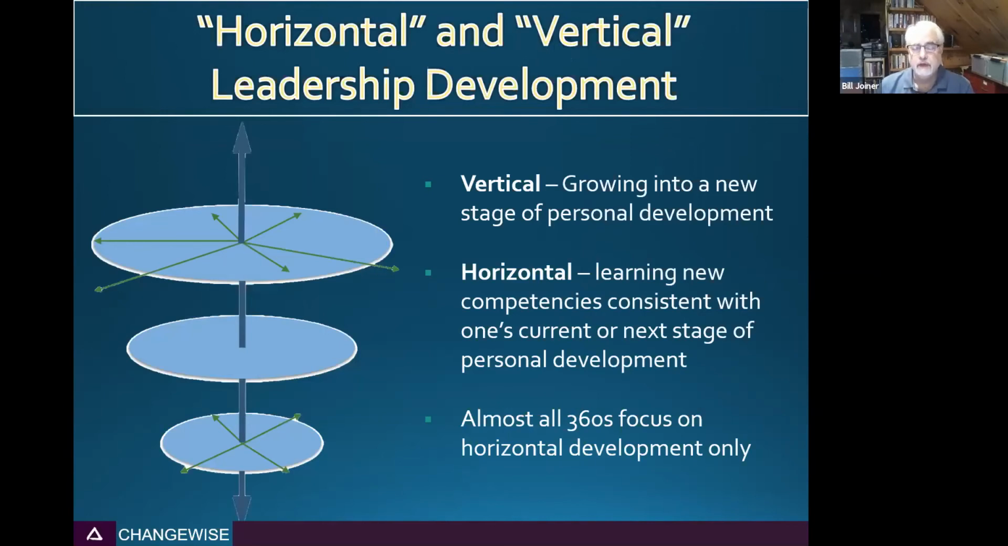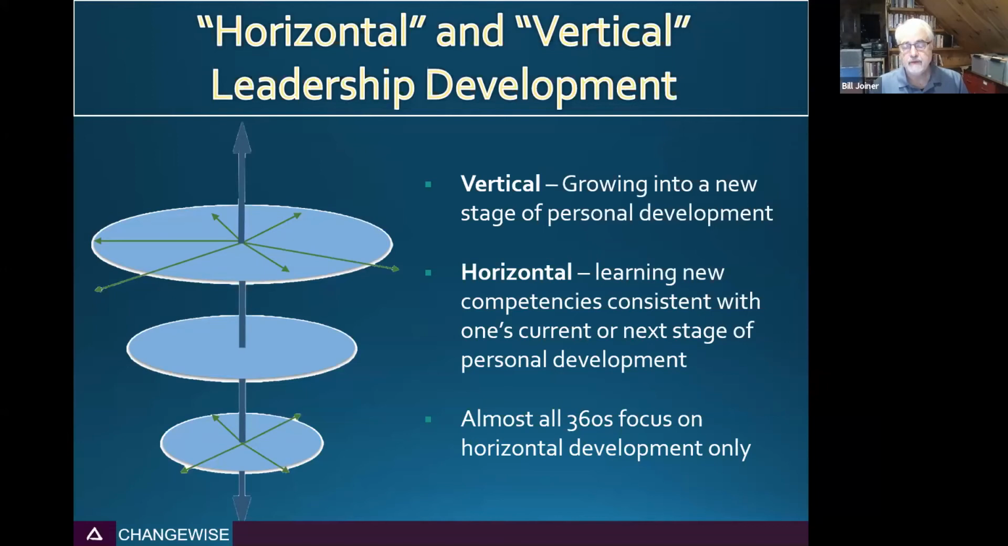Another concept that's important here is the distinction between horizontal development and vertical development. Vertical development is a term that's being used for moving to new stages in your own personal development, and in this framework also includes moving through different levels of agility. Horizontal development, by contrast, is the usual form of development where leaders are learning new competencies, but they're not developing their internal capacities.